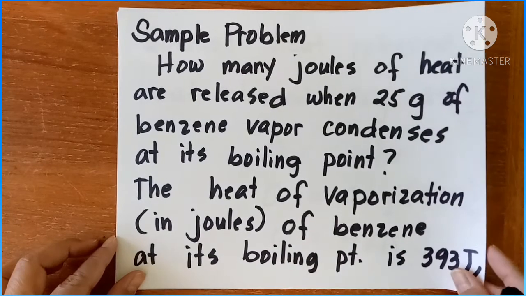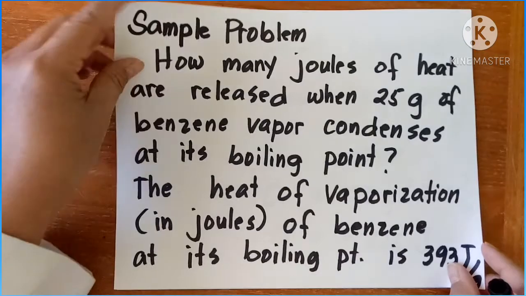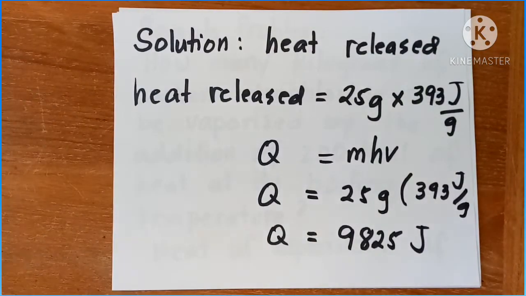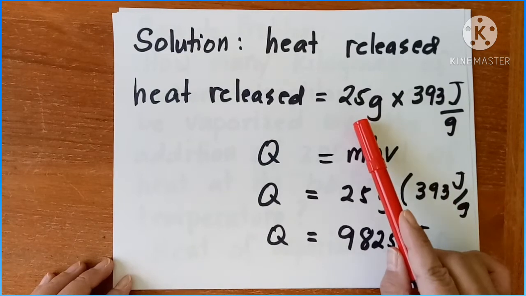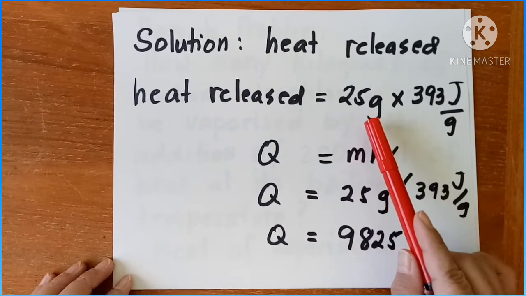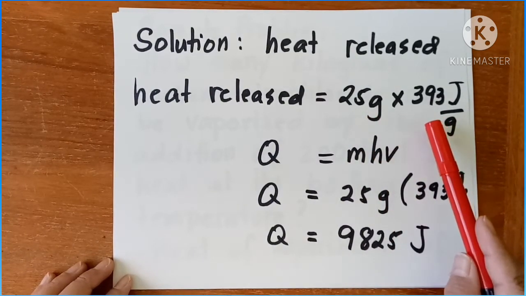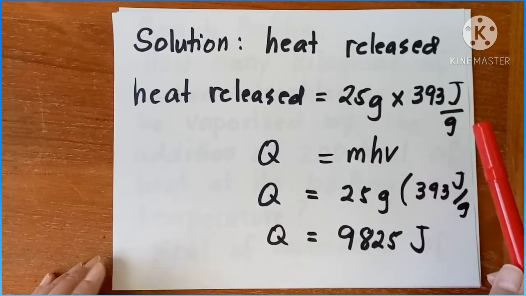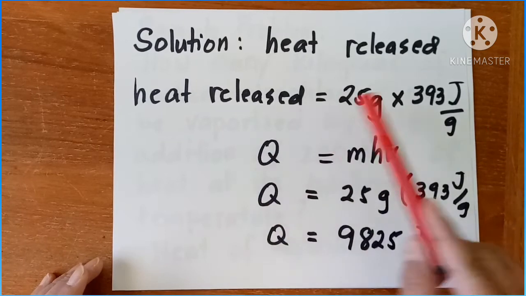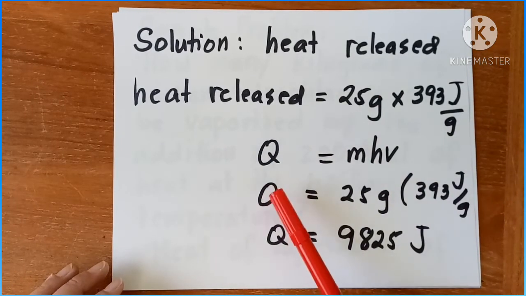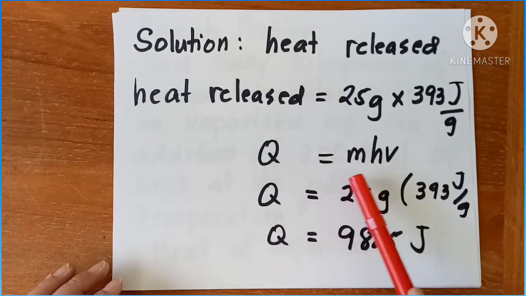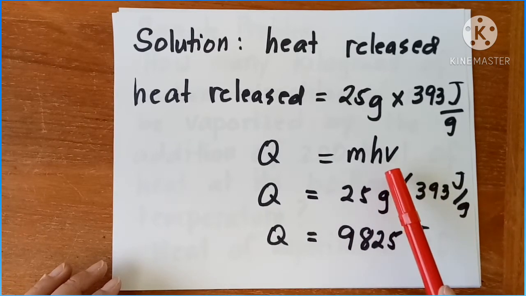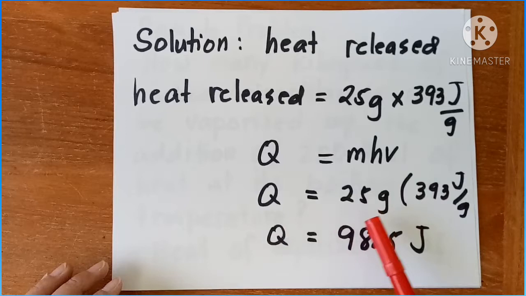So for the solution, this is what we are going to do. We need to identify first the given. We have a mass, which is 25 grams, and we have the heat of vaporization, which is 393 joules per gram. So we are going to compute the amount of heat released, and that will be Q equals M times Hv, wherein Hv is the heat of vaporization. So plug in the given to the formula.